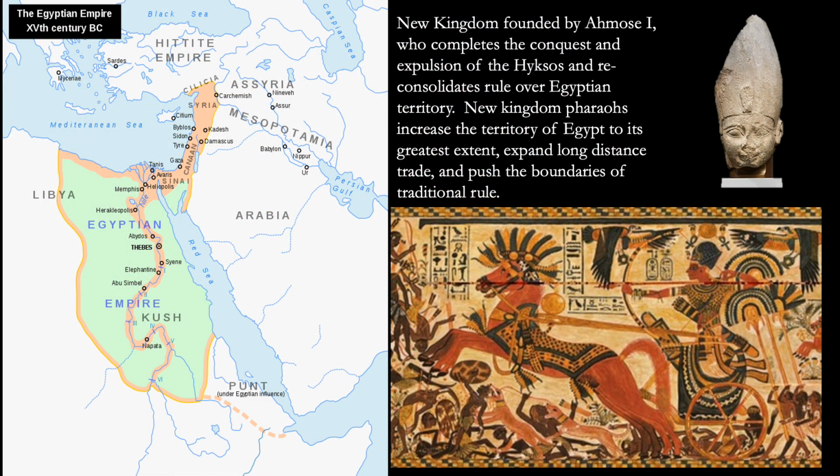Eventually, however, this is going to come to an end with the establishment of what's known as the New Kingdom. It's founded by a guy named Ahmose I, who is going to complete the conquest and expulsion of the Hyksos, and he's going to assert control over the kingdom of the Kush as well. So he's going to reunite all of this in one big swath again and create something called the New Kingdom. And so Upper and Lower Egypt, once again unified.